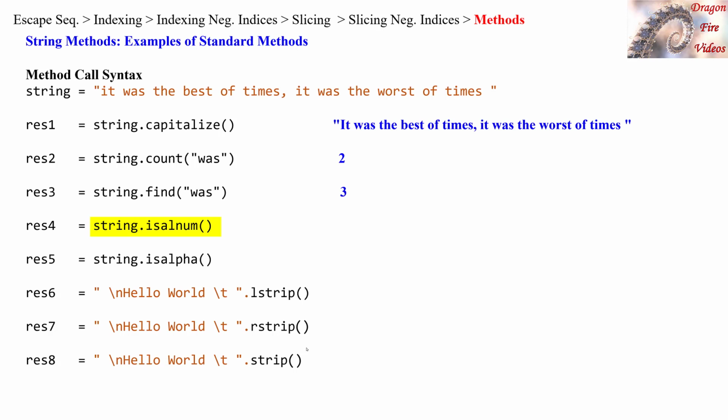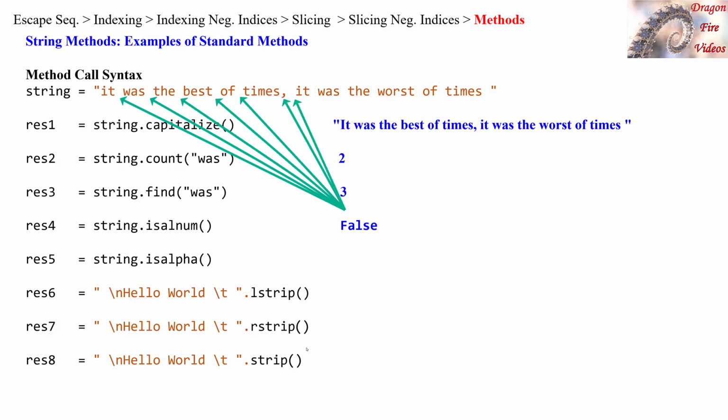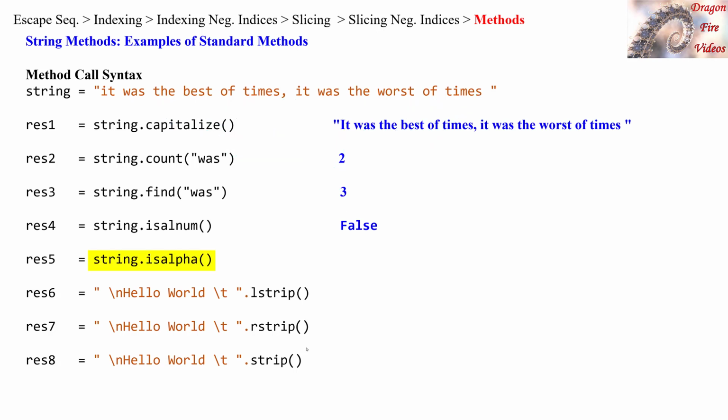Now, the method isalnum stands for is alphanumeric. If all the characters are alphanumeric, you get a true. And here we get a false. Why? Because of the spaces and comma. Those are not in our alphabet, our English alphabet, including numbers. So string isalpha is also false for the same reason. We have spaces and a comma inside of the string.